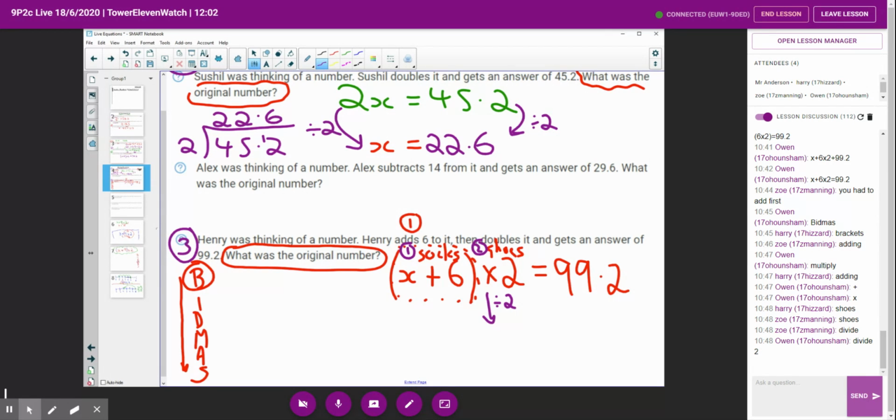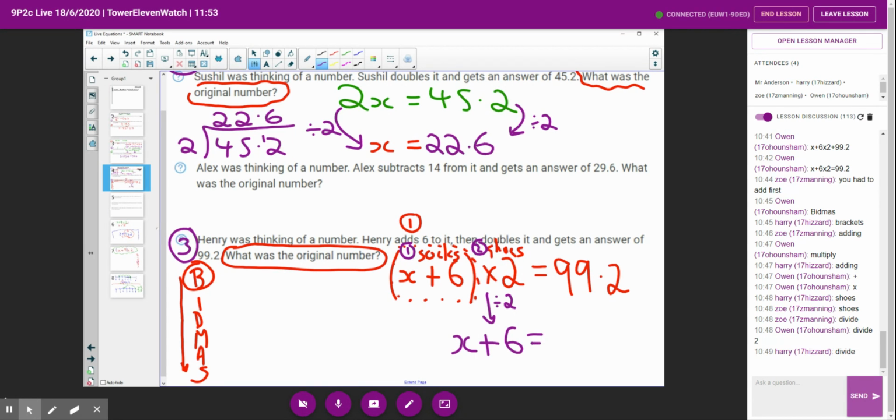So guys, I'm going to need your help with the calculation here. When I divide by 2, over here on the left-hand side, I've just got the x plus 6. That's still there. I haven't done anything with that. But if I'm dividing the left-hand side by 2, I've got to divide the right-hand side by 2. So guys, quick calculation for you. 99.2 divide by 2. Go on in the chat, quick as you can.